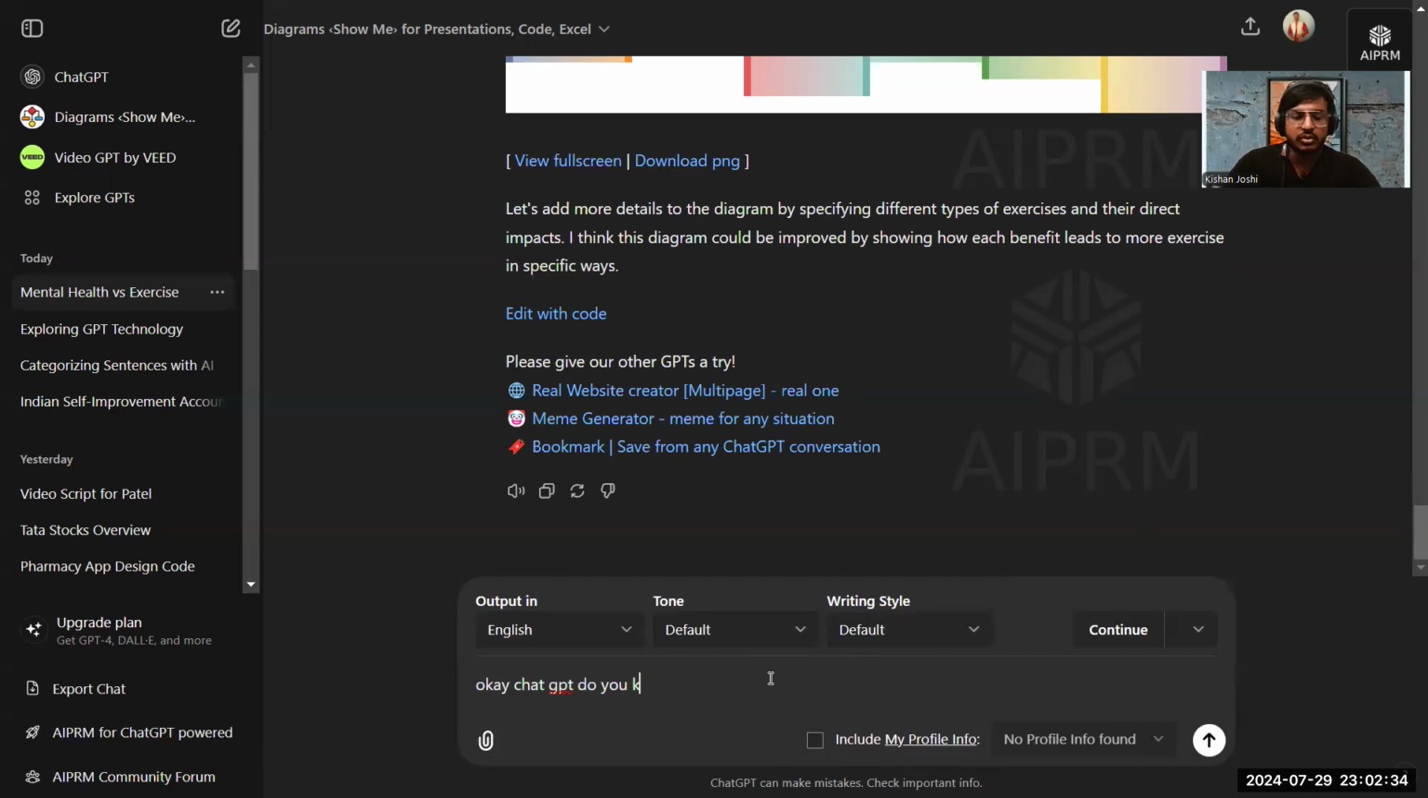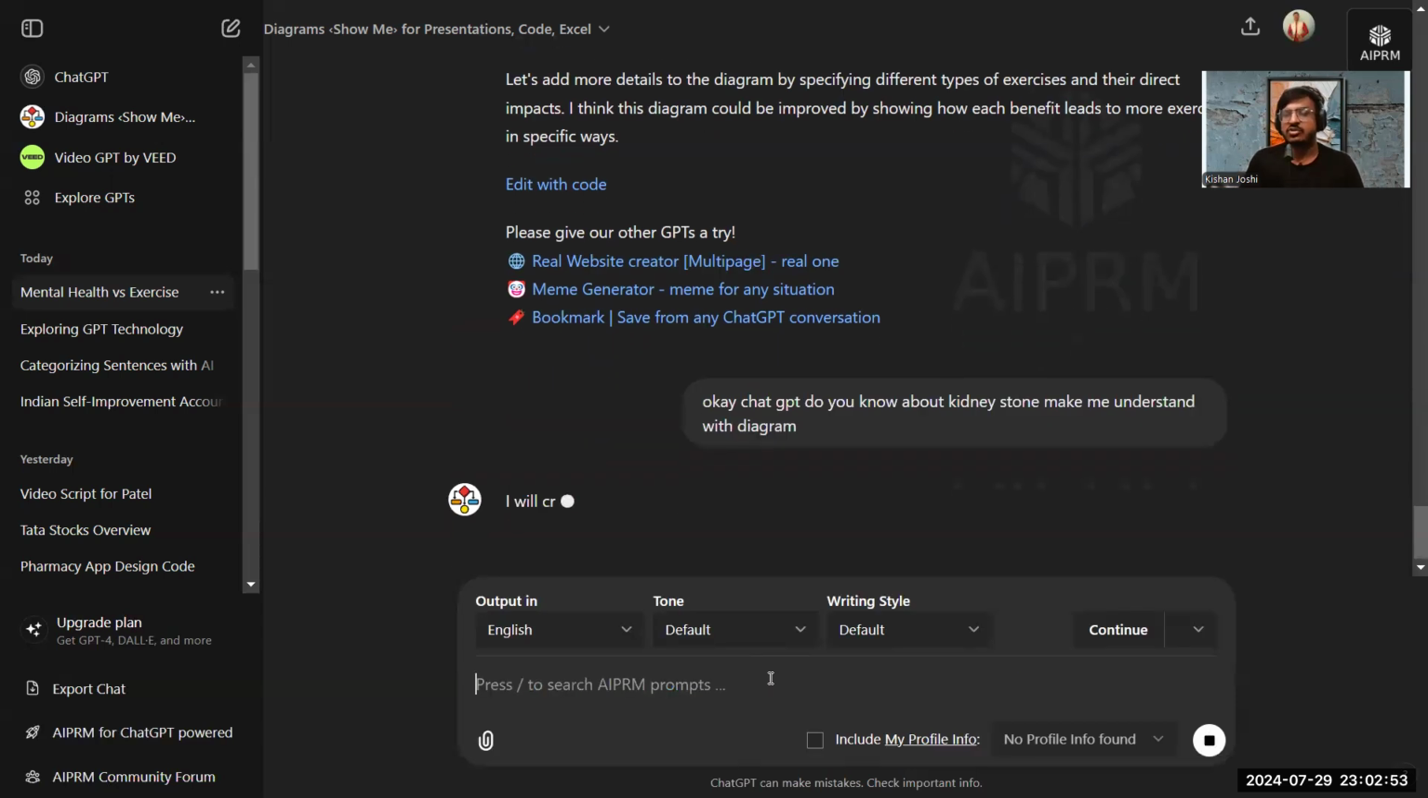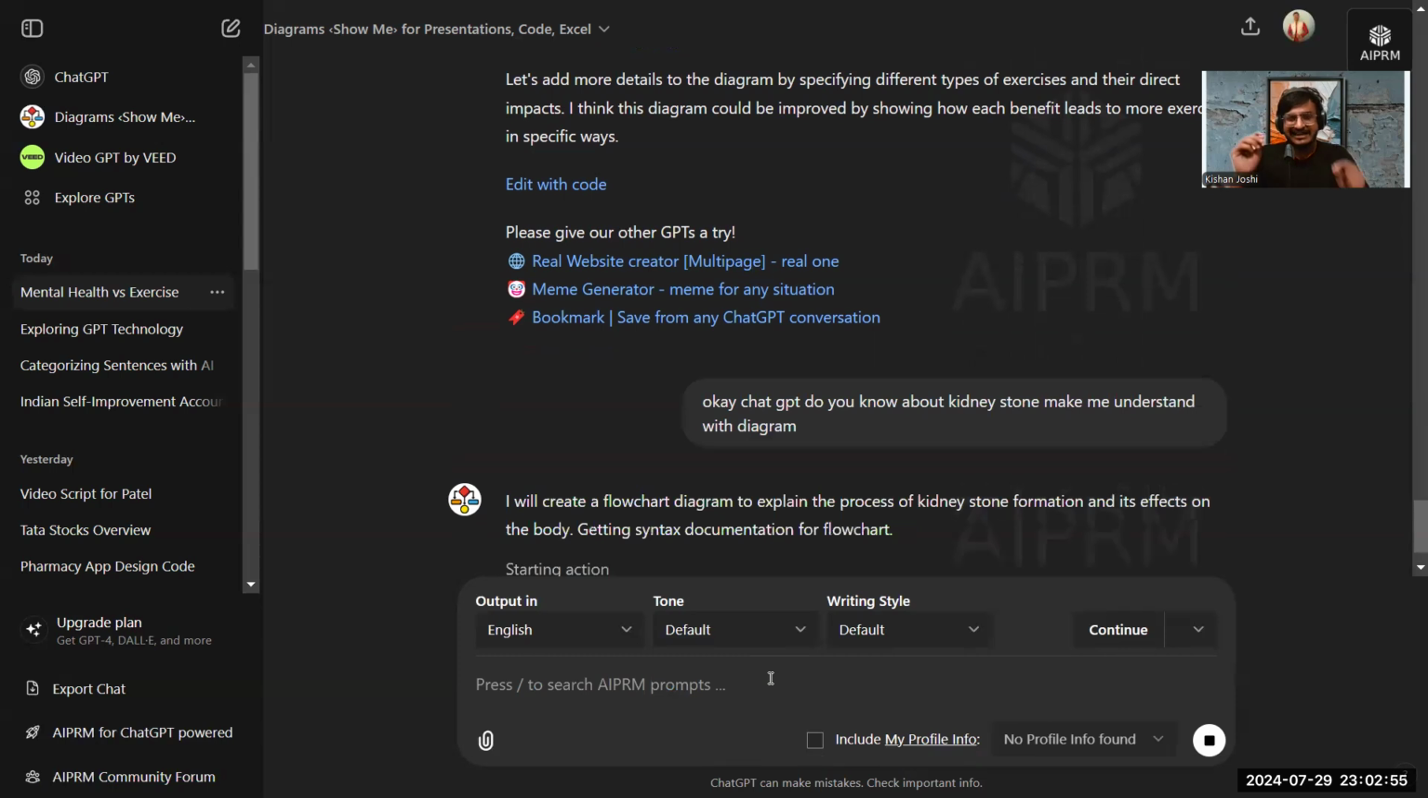Okay, do you know about kidney stone? Make me understand with diagram. I never understood kidney stone before, but let's see.